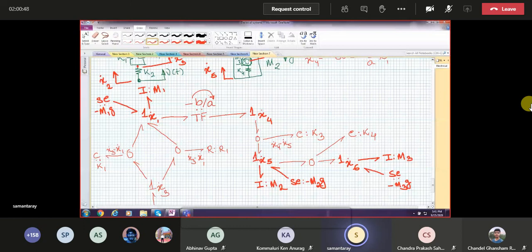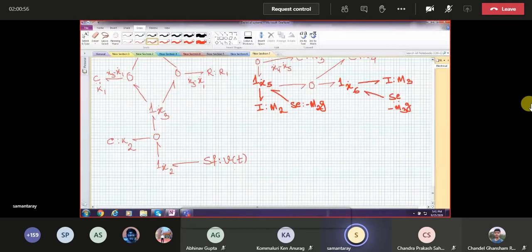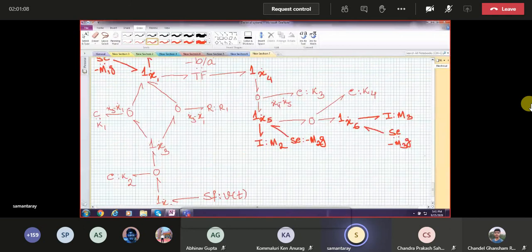This is source of flow, is velocity excitation. So that completes our model. That is our model. Now we have to reduce this model. What are the reductions possible? Let's see. What are different reductions possible?